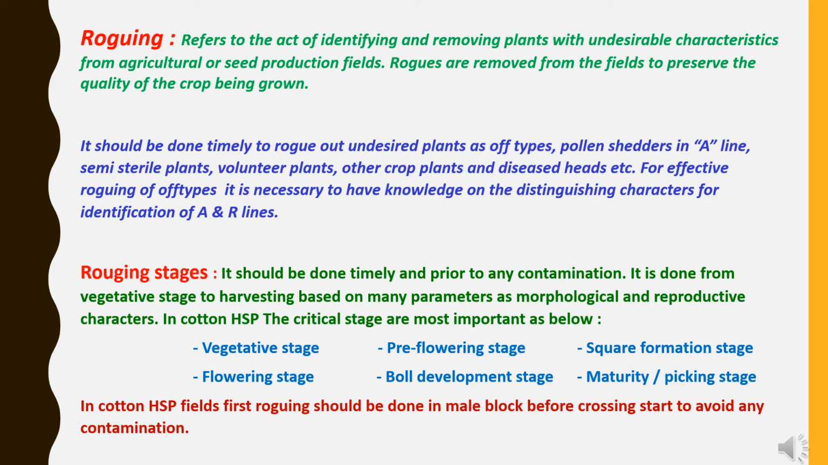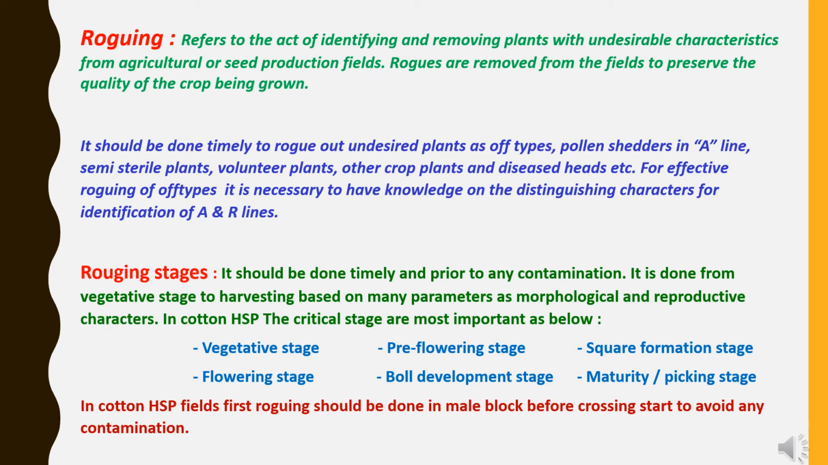For effective rogueing of off types, it is necessary to have knowledge of the distinguishing characters for identification of A and R lines. The rogueing stages in cotton should be done timely and prior to any contamination. It is done from vegetative stage to harvesting based on many parameters, such as morphological and reproductive characters. The critical stages are vegetative stage, pre-flowering stage, square formation stage, flowering stage, ball development stage, and maturity and picking stage.